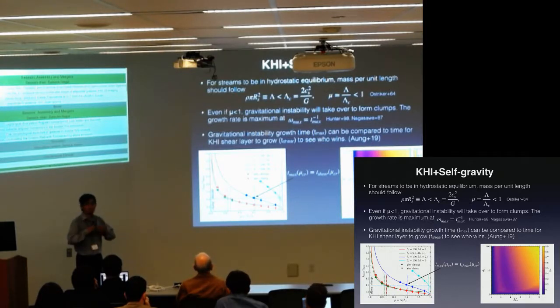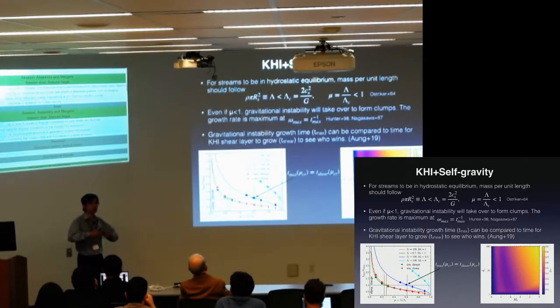If you have a mass per unit length that is higher than this critical value, then the stream will not have enough pressure to counteract the gravity, and so it will collapse. However, even if the mass per unit length is less than this critical value, the gravitational instability can still take over to form clumps.